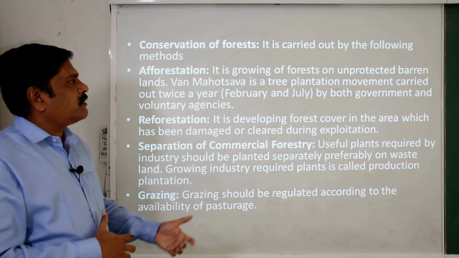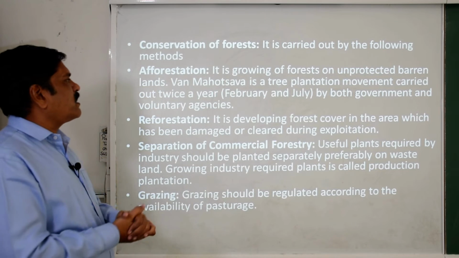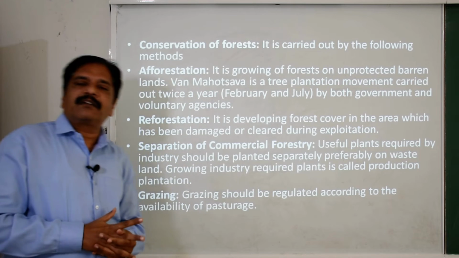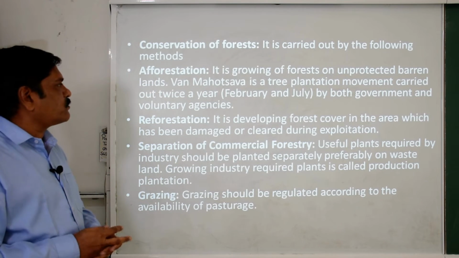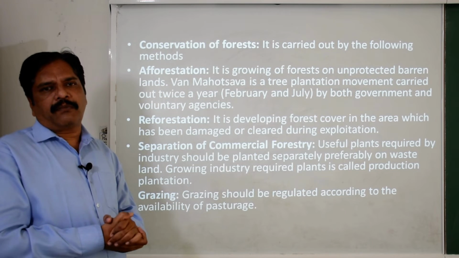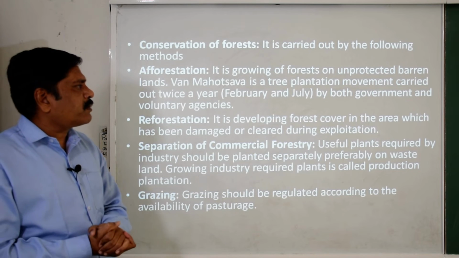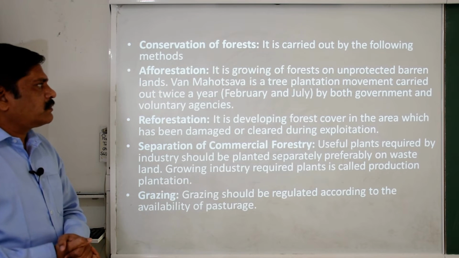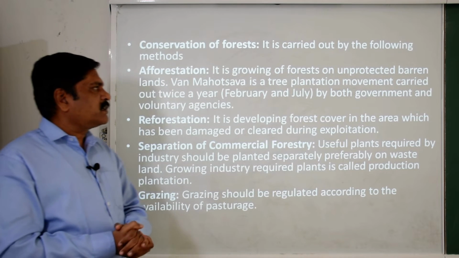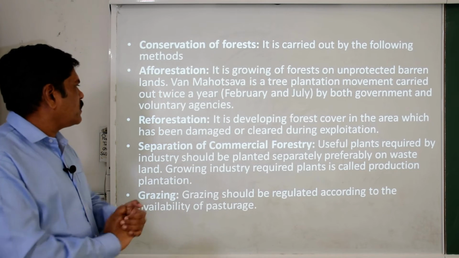Just like that, Van Mahotsav, a plant movement, is carried out in the months of February and July by government agencies and volunteers, only for growing awareness among common people about the forest. Clear? This reforestation also plays an important role in developing forest cover in areas which have been damaged or cleared during exploitation. So, regrowth of the forest.